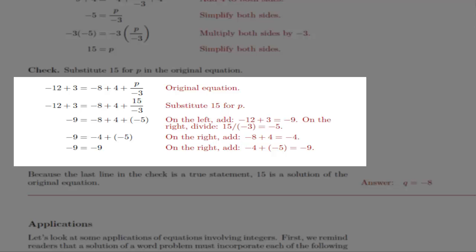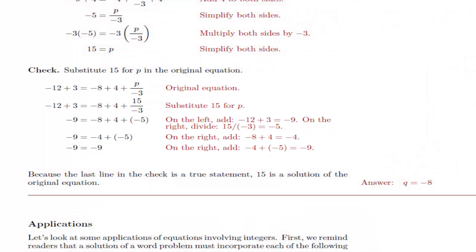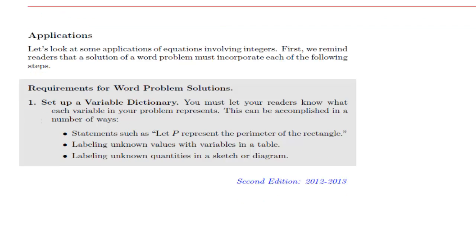Negative 8 plus 4 equals negative 4, and negative 4 plus negative 5 is negative 9. Because the last line is a true statement, 15 is indeed a true solution of the original equation. Notice that when we checked our solution of 15, we used the original unsimplified equation. This is because we want to check every step that we used in solving the applications.